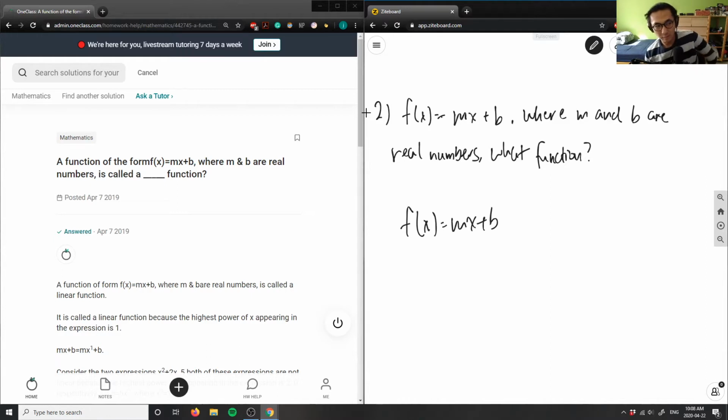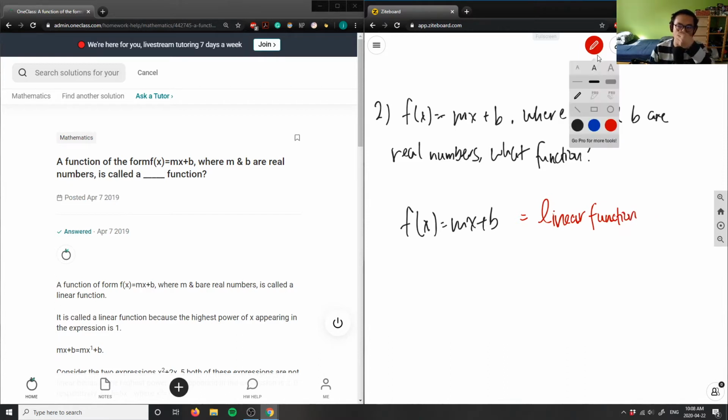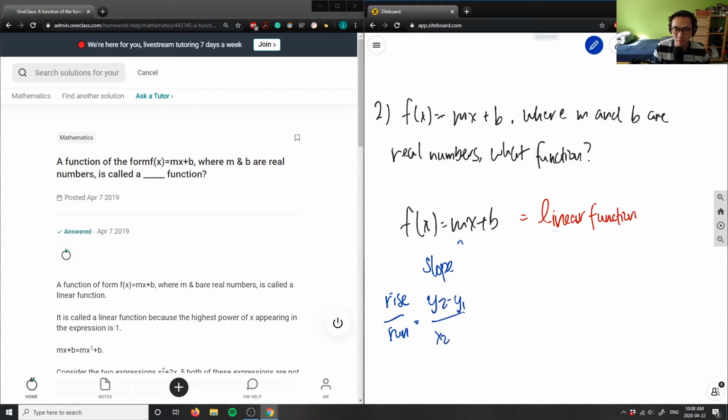So basically it's saying that they have some sort of value. If you recall, this function looks very much like a linear function, right? From grade 9 math, m here is our slope, and we can calculate slope either by rise over run, or we can use 2 points on the line and say y2 minus y1 over x2 minus x1.